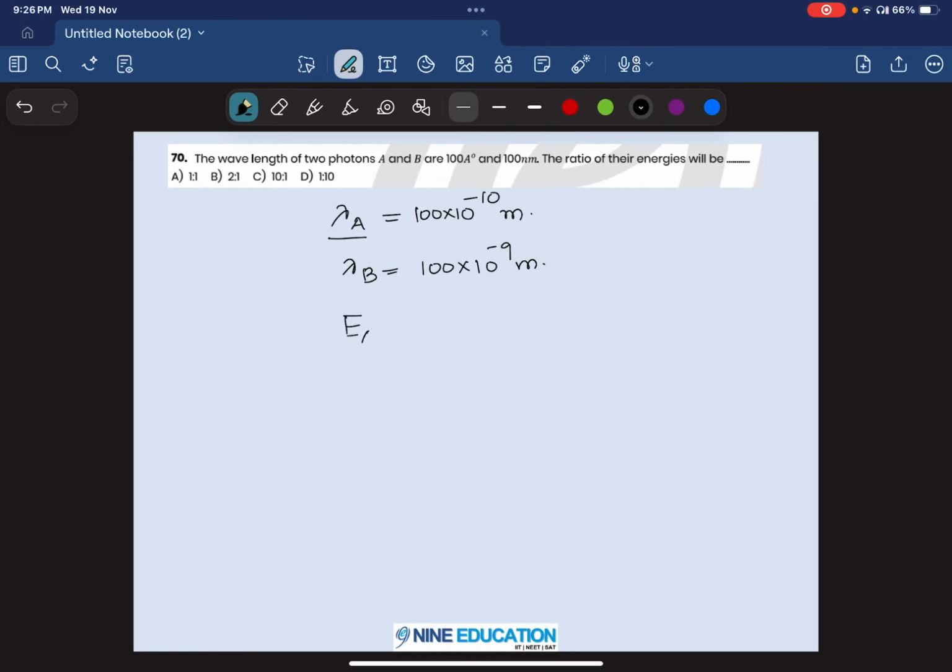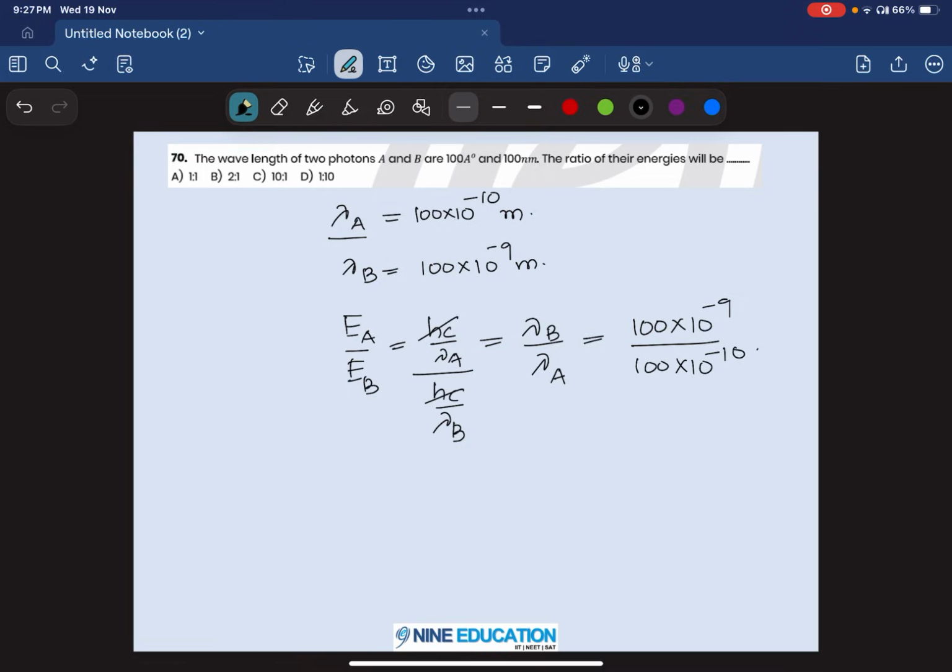Energies EA by EB is nothing but hc by lambda A divided by hc by lambda B. hc gets cancelled. It is lambda B by lambda A. That's 100 into 10 power minus 9 by 100 into 10 power minus 10, which is equal to 10. So EA is to EB is equal to 10 is to 1. So the answer would be 10 is to 1 for this question.